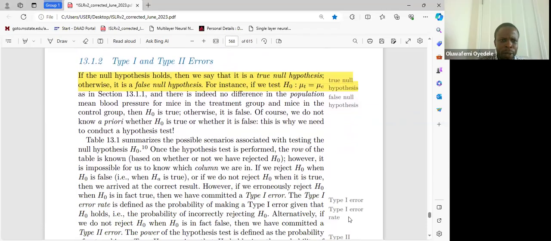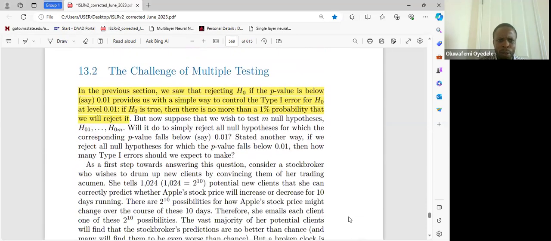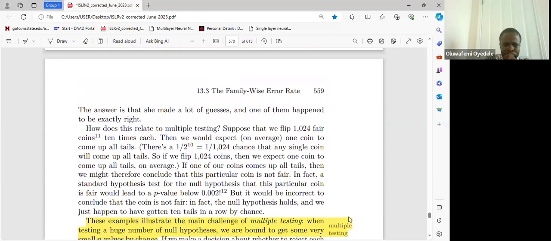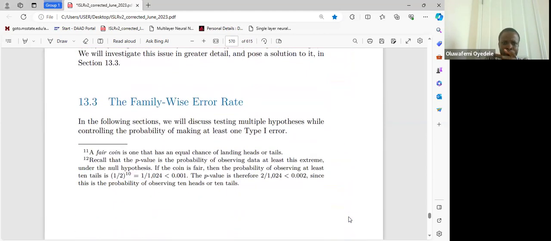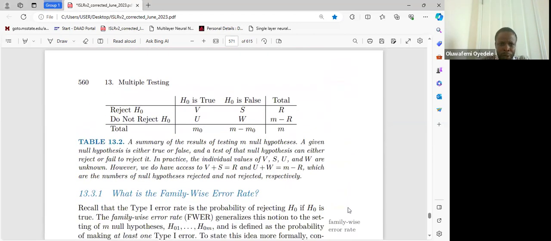Okay, so I think they talk about type one and type two error. We shall look at that. In this other chapter, they were talking about some of the challenges they face with multiple testing. They looked at a brief history, where the first thing is the family-wise error rate. They still make use of the same chart we have seen above, where we reject the null hypothesis when the null hypothesis is actually true.